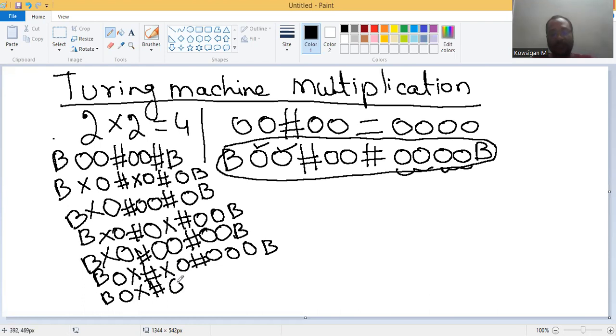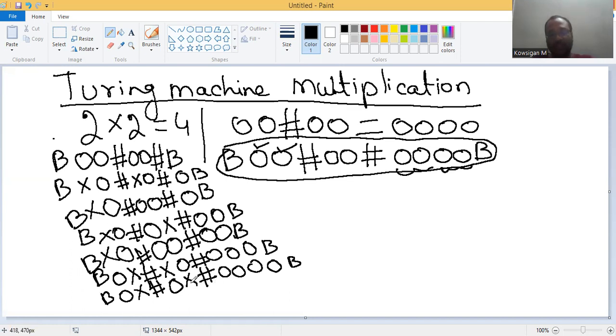After reaching the x, again this x will be replaced as 0 because the operation of copying this 0 has been completed. Okay, so now this 0 has to be copied. So 0 is to be replaced with the x and move to the right hand side. Then until reaching the blank, you have to move to the right hand side. So after reaching the blank, replace it as 0 and move to the left hand side. So after replacing this blank with 0, you have to move to the left hand side until you are having x.